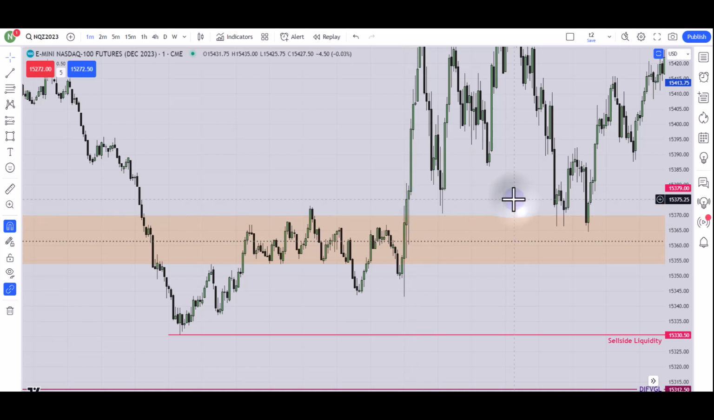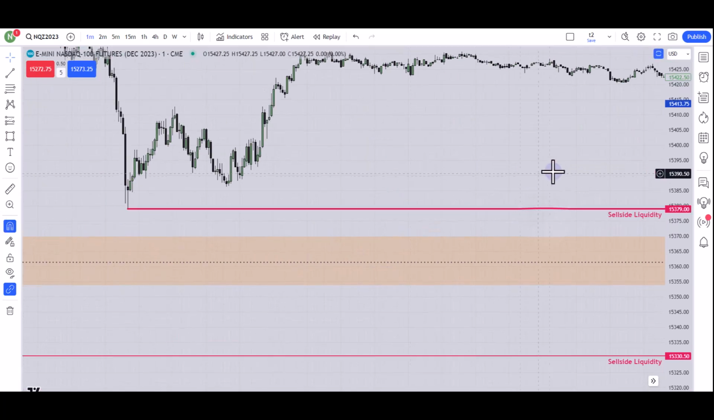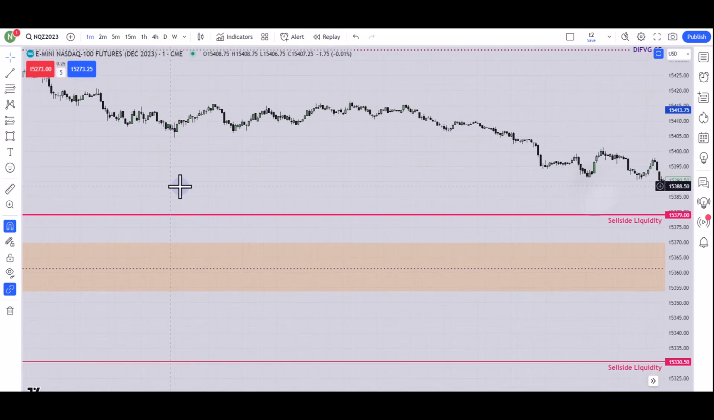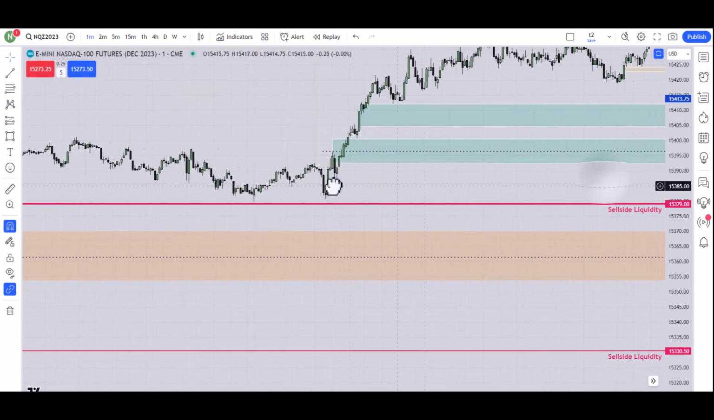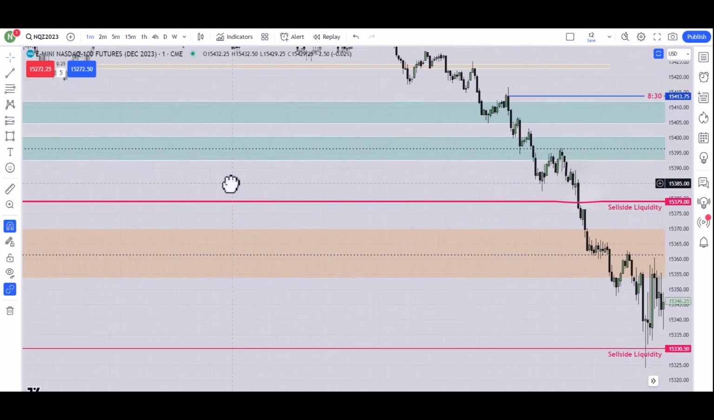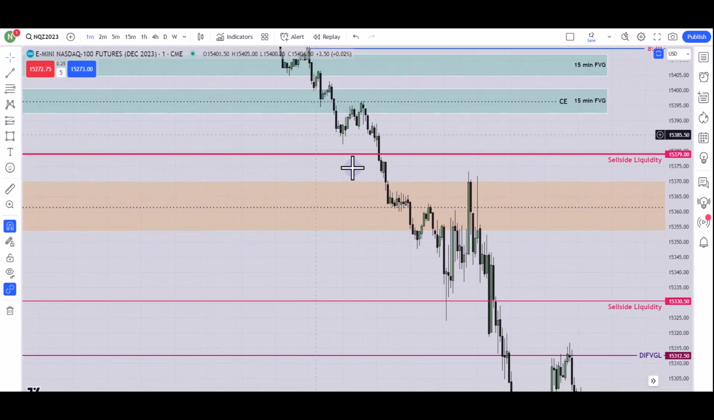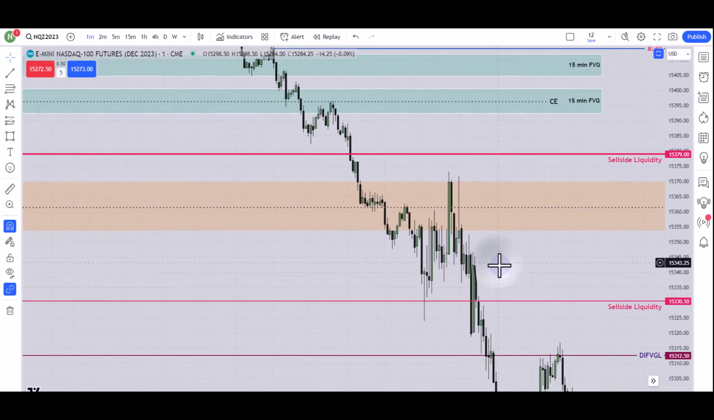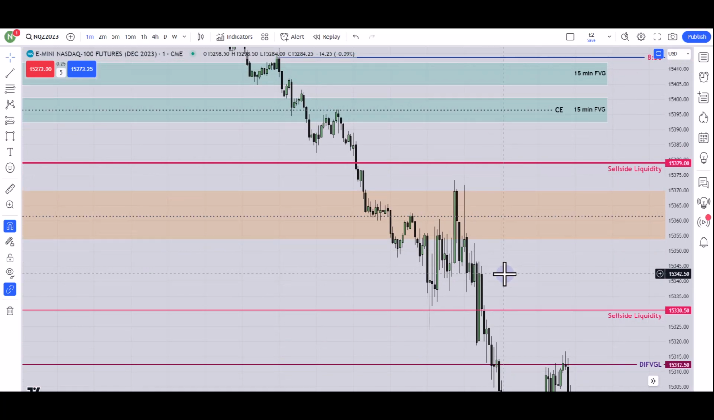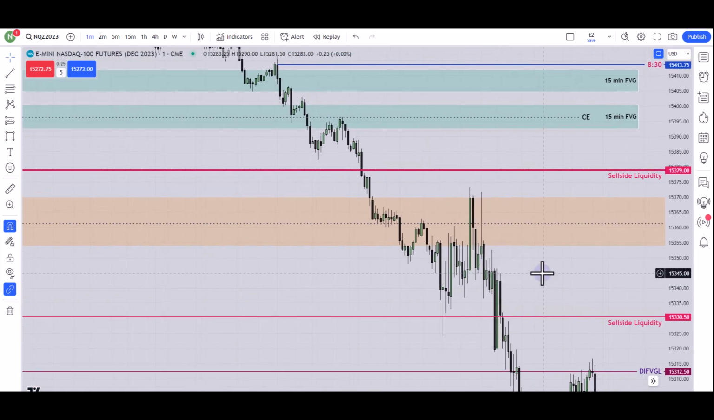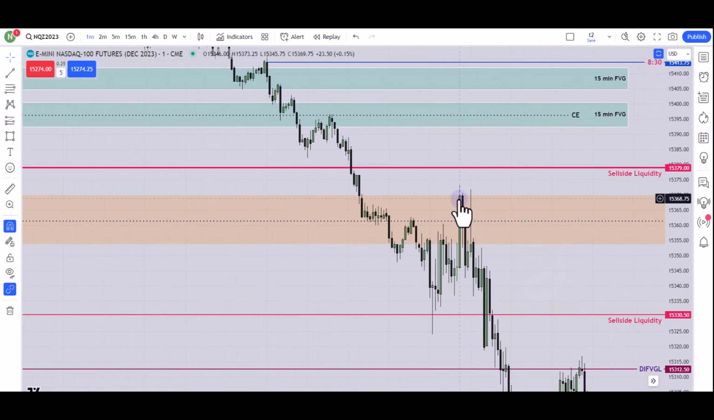What it did today, guys, I know it will be a longer video, but if you really want to know how to be more precise to avoid the losing trade, then you have to watch it until the end. It didn't even close above the volume imbalance, and there is no fair value gap, so there is no trade.